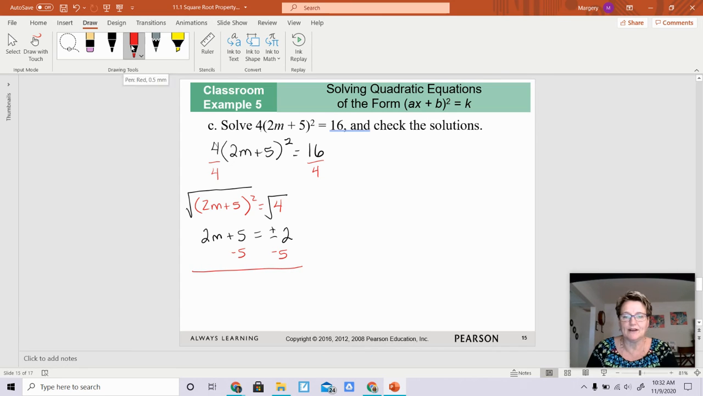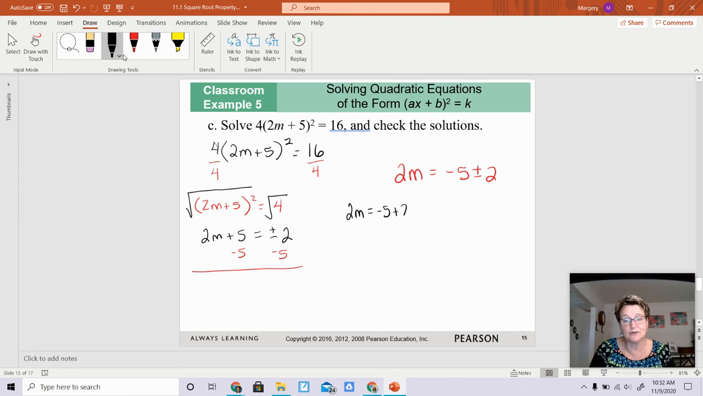Now, I'm going to write it over here. So you're left with 2m equals negative 5 plus or minus 2. Now, once again, because I can actually combine these, I'm going to write this out twice. I'm going to write it out as 2m equals negative 5 plus 2, or 2m equals negative 5 minus 2. And the reason why you want to do that is you want to combine what you can first before you start dividing any sides. So on this side, I'm left with 2m equals negative 5 plus 2 is negative 3.